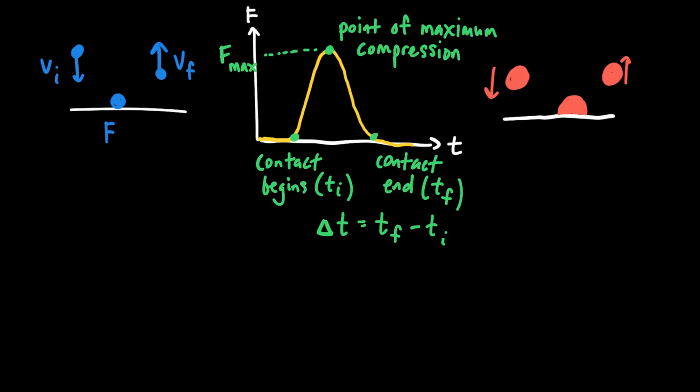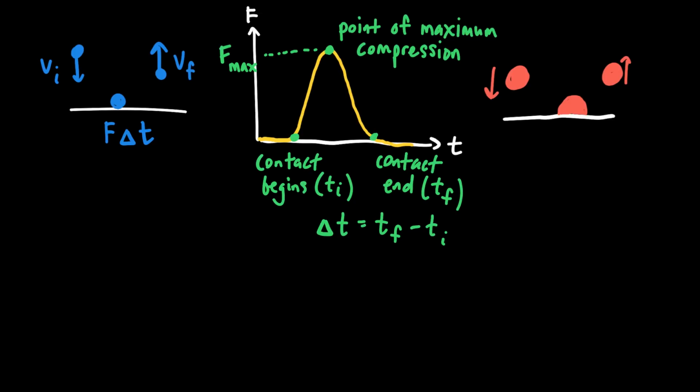Initially, it's a small value, and then as the object is more in contact with the surface, the force increases to a point where there's the maximum force at the point where the maximum amount of compression of the object is happening. And then that force decreases as the object leaves the surface and is no longer in contact. In my picture on the left, I'm going to add that force F acts over a time interval delta t.